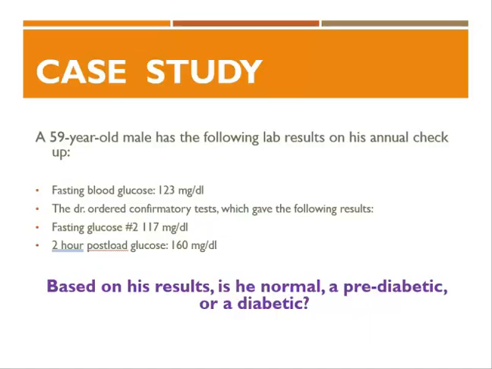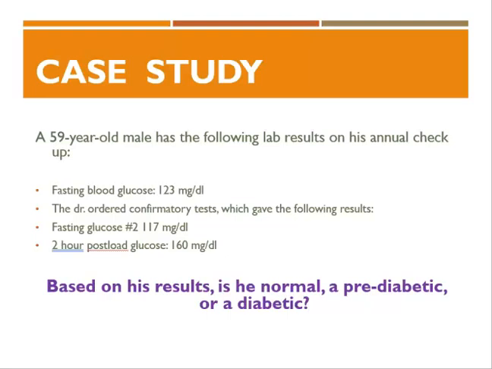So this patient has a fasting glucose of 123. The doctor ordered a confirmatory test, and it gave the following results. The second fasting glucose is 117, and the 2-hour post-load glucose is 160. So you can look at your chart on page 184 in your textbook to help you answer the question. I would pause the video at this time to try to figure this case study out on your own before you continue on and get the correct answer.